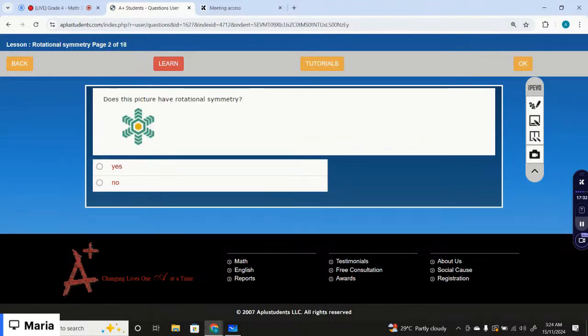Does this picture have rotational symmetry? Which is the correct option? Yes, the shape has rotational symmetry. Option number one is the correct option.